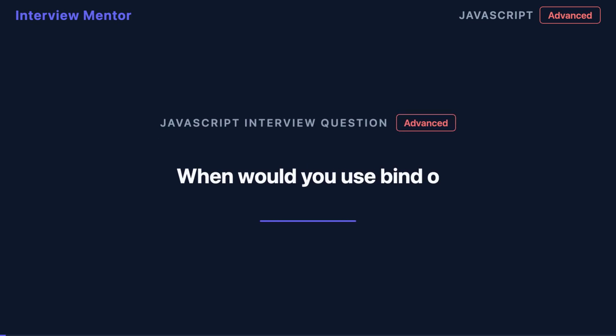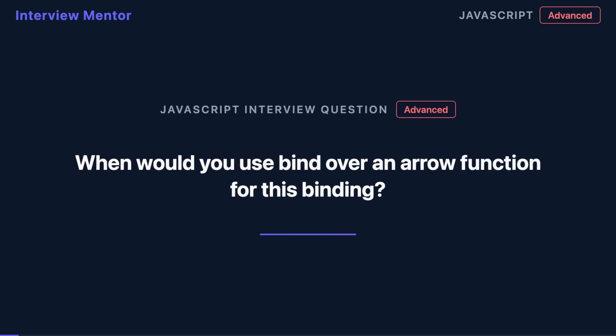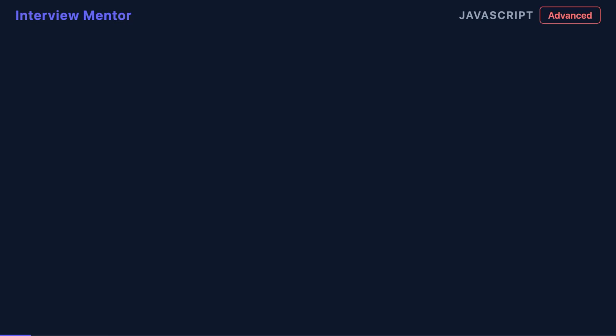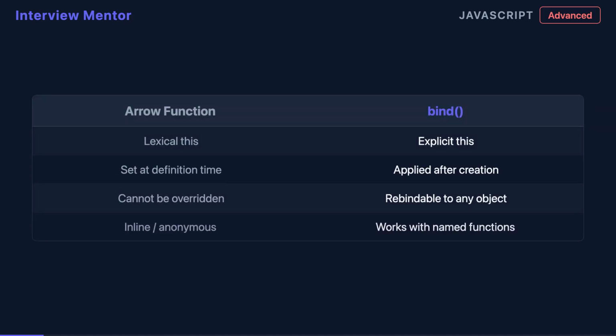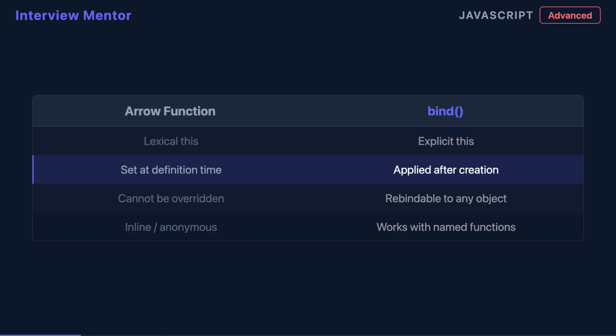Think arrow functions made bind obsolete? There is still one area where bind wins every time. Arrow functions lock this to the surrounding scope at definition time, permanently. That is great for callbacks where you always want the class instance.